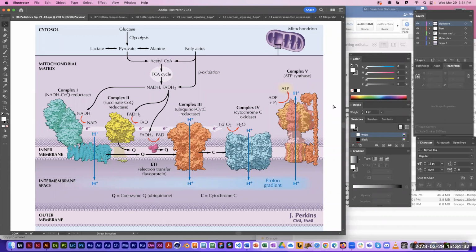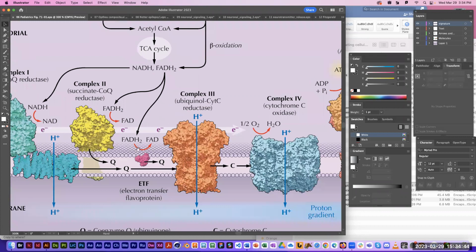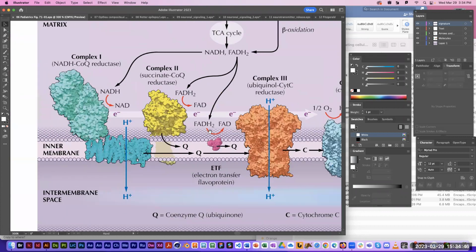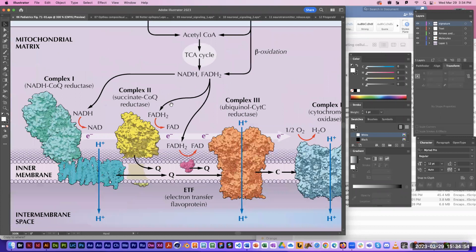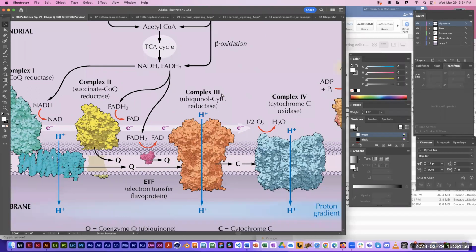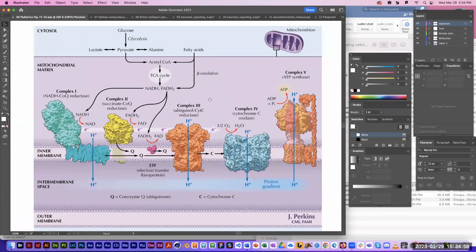I exported models from Chimera for these, but then redrew them all in Illustrator just using the blob brush tool. So they were pretty time consuming, as you might imagine, trying to render these things with the blob brush, getting all those shadows and so forth. But I think they turned out pretty well.